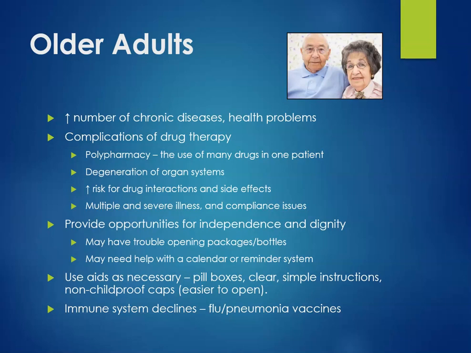The other thing is that as you get older, you're much more susceptible to having a severe illness. And so something that is relatively mild in someone who's young and healthy can be devastating or fatal in an older person. They just don't have the immune system and the reserves to deal with things the same. There can be compliance issues.